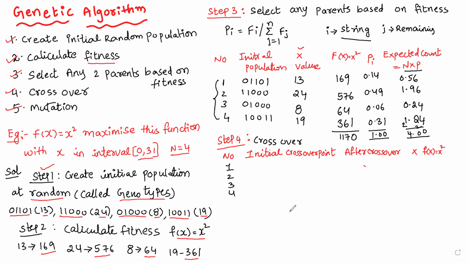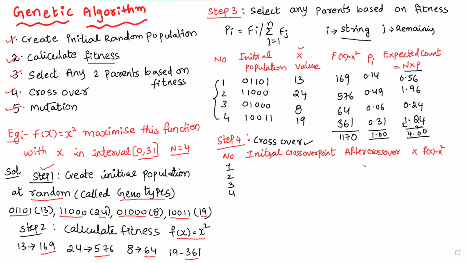Now we come to the fourth point. This fourth point is called crossover. When we do the crossover, what do we need to do? Again, there are different attributes. First one is the number of samples, second is the initial population, third is the crossover point, fourth is after crossover, fifth is x, and the last one is f of x square.